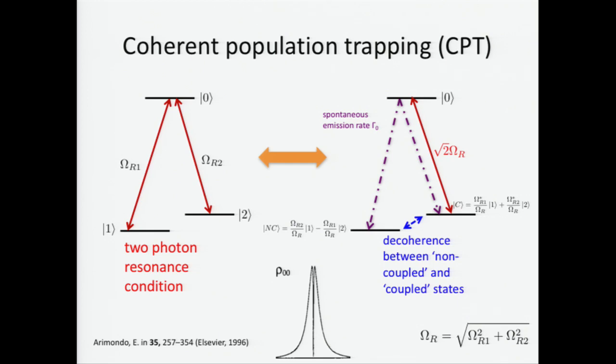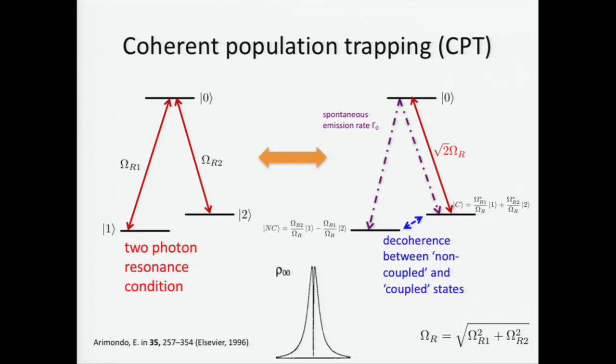Experimentally, what you do is you fix omega R1 and you scan omega R2. When omega R2 is exactly resonant with the 0 and 2, this happens and everything is trapped here. So you don't have any population at 0 because it doesn't get pumped up. And your fluorescence signal is basically proportional to the population of the 0 state. So you have this kind of signal, where everything is trapped in this case.